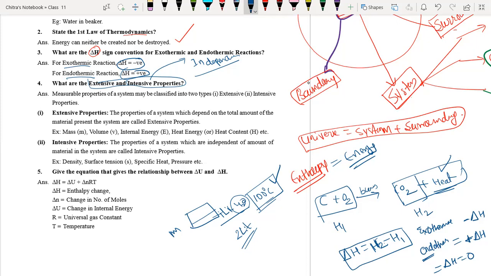So here we have the definition. The measurable properties of a system whose magnitude is independent of, or does not depend on, the amount of material present in the system are called intensive properties. Like density. If you take a small water drop, a one-liter bottle, or a 550-liter water tank, you will find the density of water is the same. Boiling point, melting point and refractive index are also like this. Pressure is not here, so just forget about pressure.